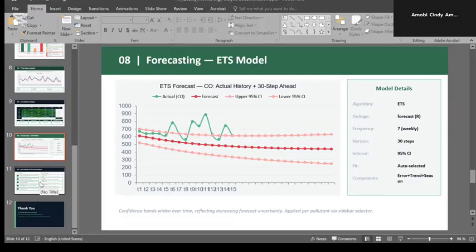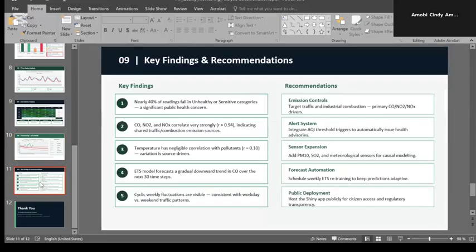Now, to close, nearly 40% of readings fall into unhealthy or sensitive categories, which is a real public health concern. Carbon monoxide, nitrogen dioxide, and nitrogen oxide correlate above 0.94, pointing to shared traffic and combustion sources, while temperature plays almost no role. The ETS model forecasts a gradual downward trend in CO over the next 30 steps, and the cyclic weekly pattern lines up with workday versus weekend traffic.